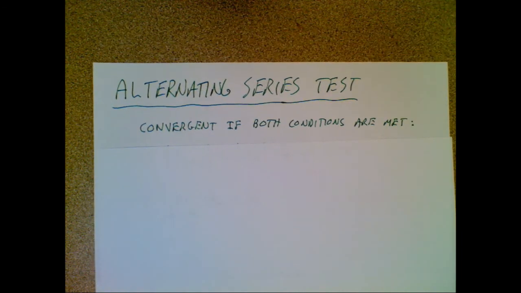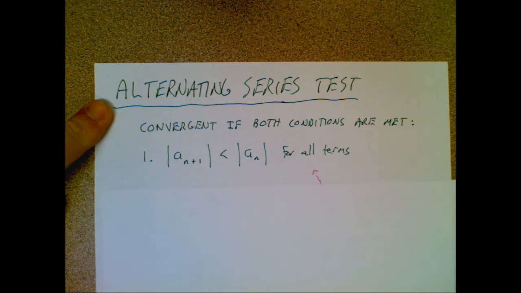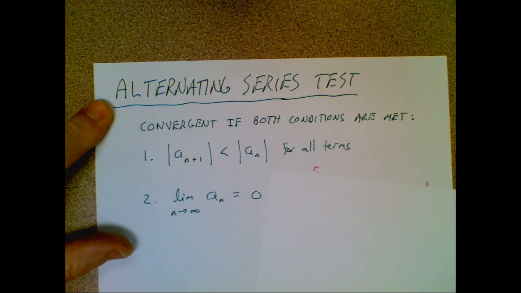Now we need some rules. So how can we determine if an alternating series is convergent? Notice we're not saying anything about divergence, we're just determining if it's convergent, and there's two conditions that have to be met.